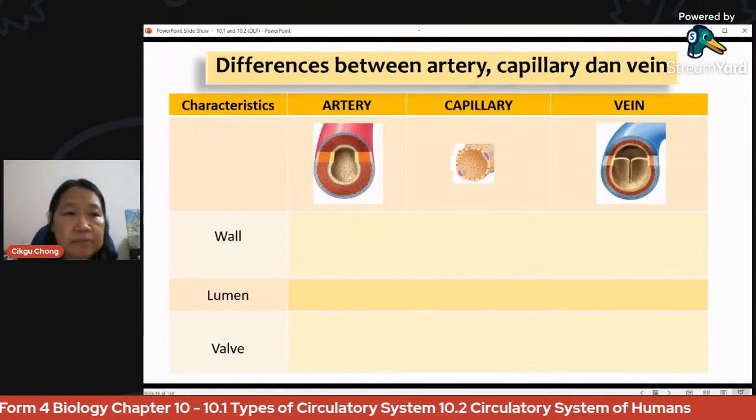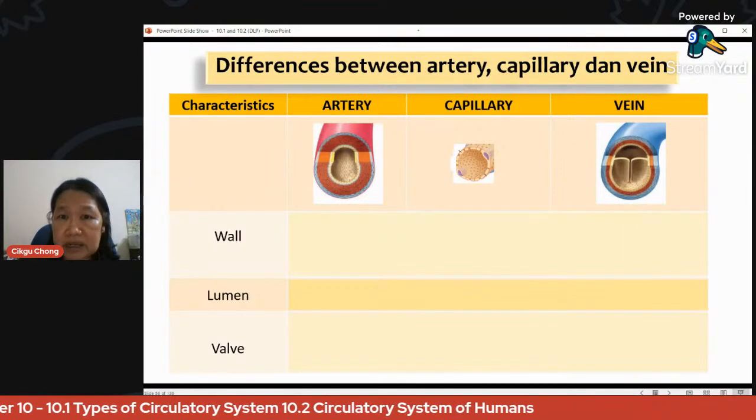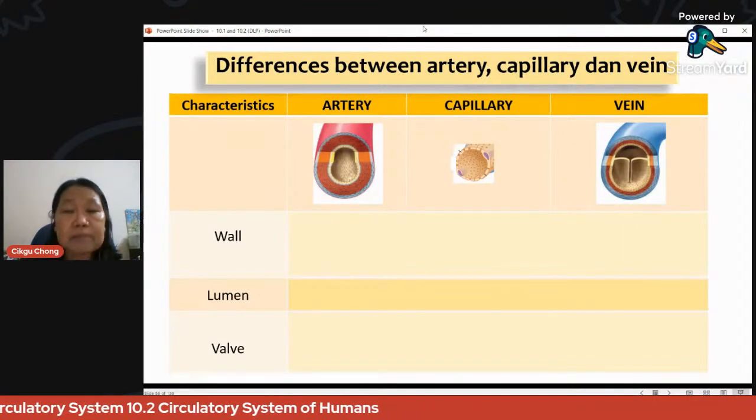Yeah, the capillary means blood capillary, correct. Capillary, so it means the blood capillary. Yes, not the lymphatic capillary, blood capillary.